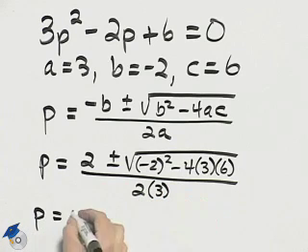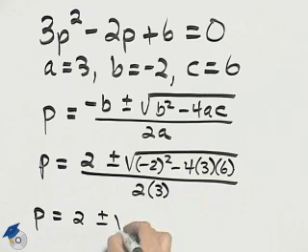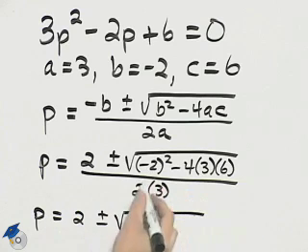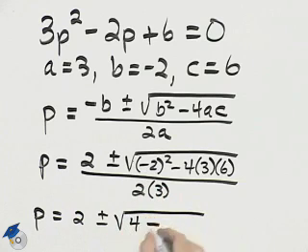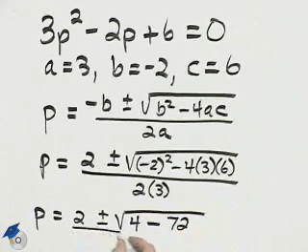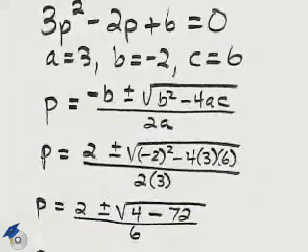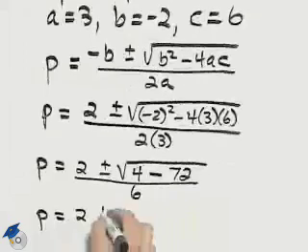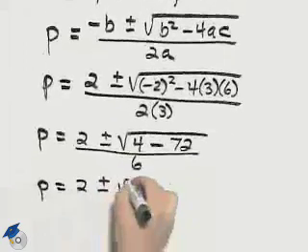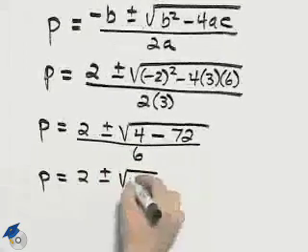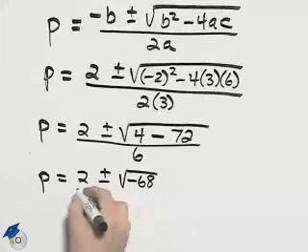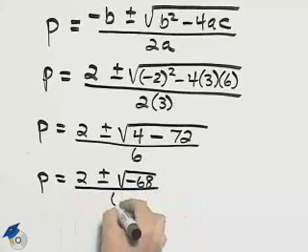Simplifying further, we'll have 2 plus or minus the square root of -2 squared, which is 4, and 4 times 3 is 12, times 6 is 72. We'll put that all over 6. Continuing to simplify, we'll get 2 plus or minus, now 4 minus 72 is -68, and we'll put that over 6.